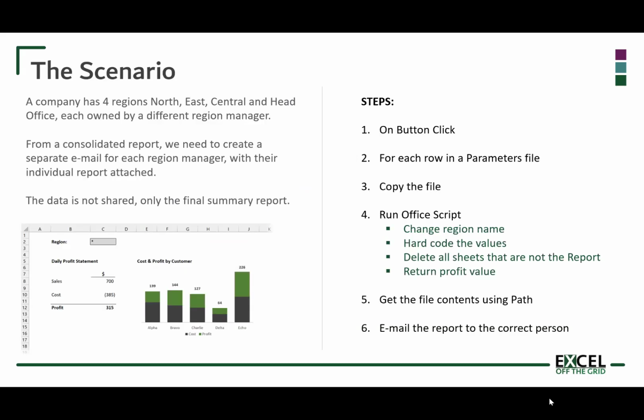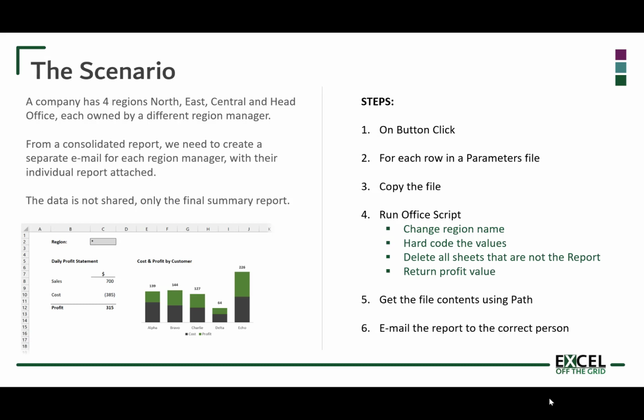We want to look at how we can use Power Automate and Office scripts together. And we're going to do that with an example. And here's the scenario that we have. So a company has 4 regions: North, East, Central, and Head Office. And each of those is owned by a different region manager. Each day there is a consolidated report that's created which covers all the regions. But we need to create a separate email and a separate report for each region manager. and that email needs to contain their individual report. It needs to be attached to that email. Within that report, we don't share any data, we just show the final summary report.